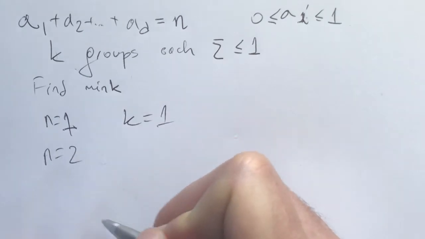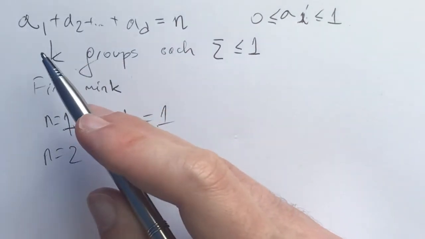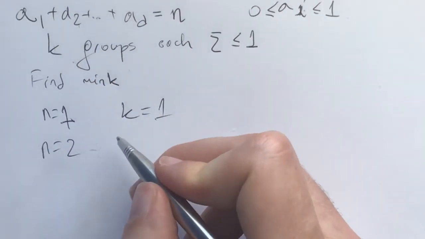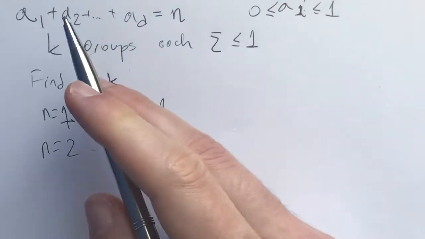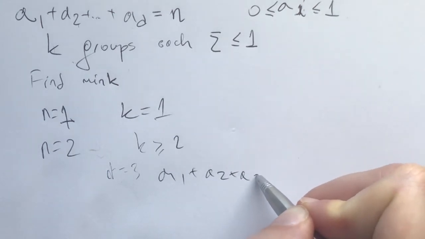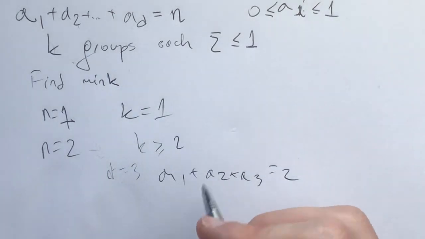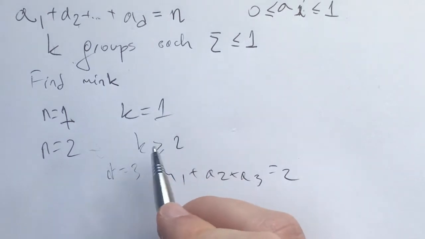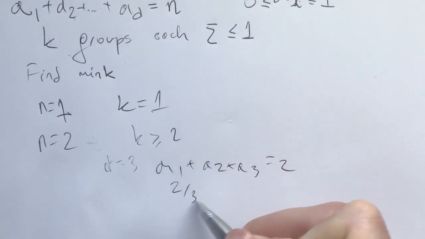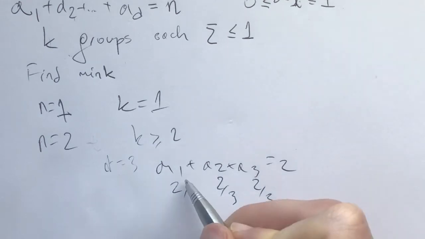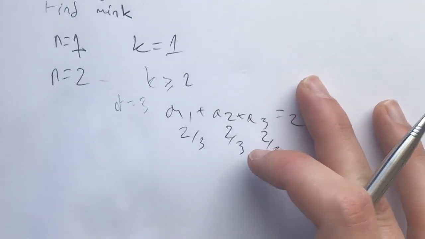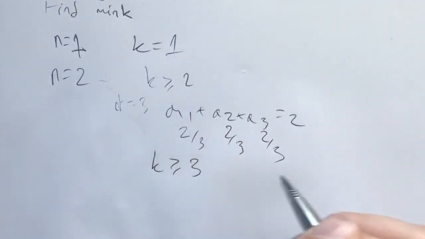So now for n equals 2. Say if d is 2, then a1 and a2 both need to be equal to 1, so that's uninteresting, then k is at least 2. So for d equals 3, we have, say, a1 plus a2 plus a3 is equal to 2. Now, can we pick these numbers such that k equals 2 doesn't partition them? Oh yes, we can. We can just make them all equal to 2/3. If every single one of them is 2/3, put any two in the same group, and you'll have a sum that's greater than 1. So that means that k is greater than or equal to 3.